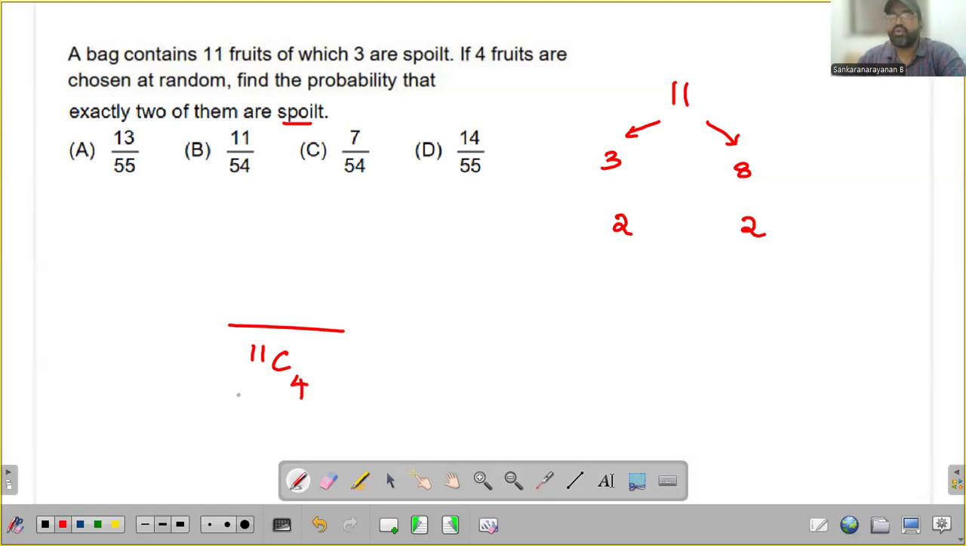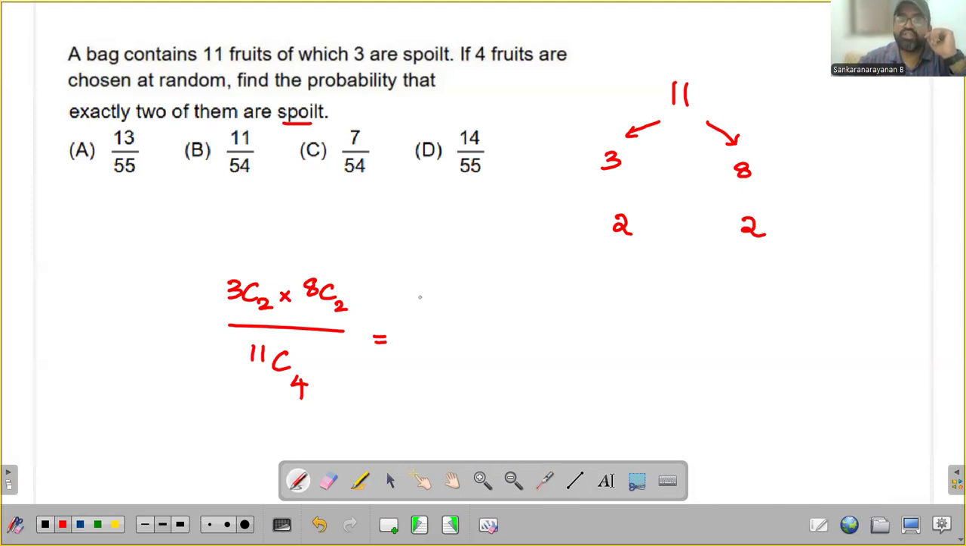In that 11C4 total outcome, we should have 2 spoiled ones and 2 good ones. So from 3 spoiled, how many ways you can select 2 of them spoiled? That is 3C2. From 8 good ones, in how many ways you can select 2 good ones? That will be 8C2. The work is over when you select the 2 spoiled ones and the 2 good ones. So it is multiplication. So our answer is essentially 3C2 into 8C2 by 11C4.